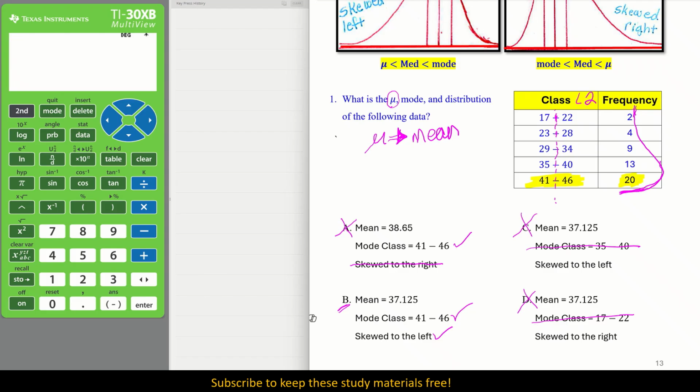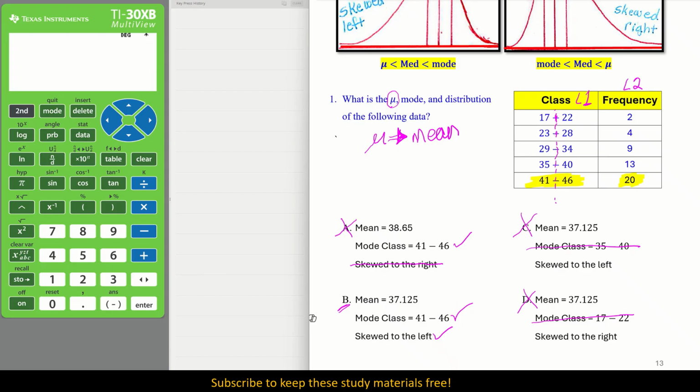Okay. And this frequency over here, all of these values, let's put them in L2. It doesn't matter, just make sure you know which ones you put it in. And if you're not familiar with this, not a big deal. You'll catch on quick, okay?